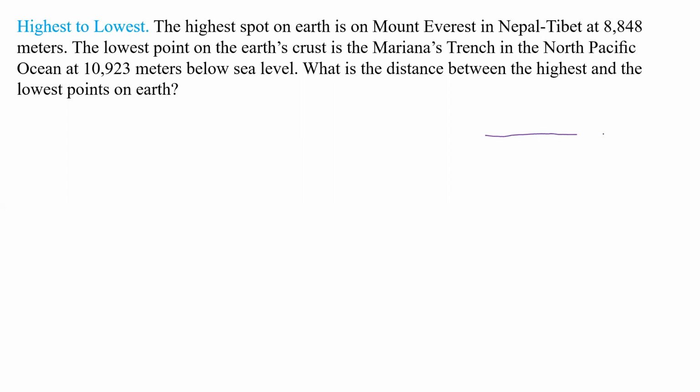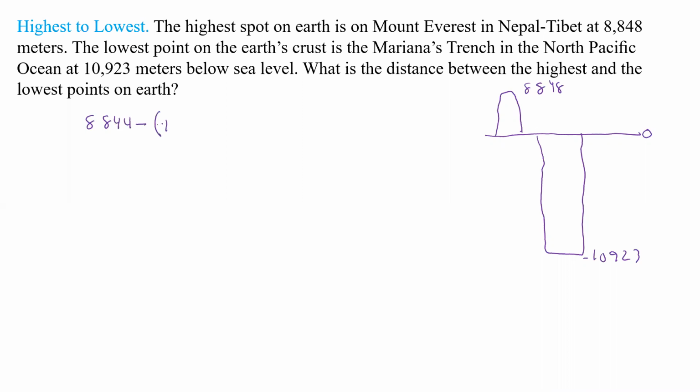So we kind of have to think about this here. We've got this mountain here, and then down here we've got some huge trench. And so this is at 8,848, and this is at 10,923, and it's a negative because we're saying, okay, here at 0, that's where we're measuring from, basically sea level. And so what we're going to do is take the top one, 8,848, and subtract off the second one, negative 10,923. When we do that, if you do negative and negative, what do we get?